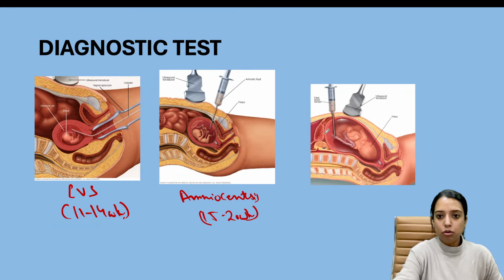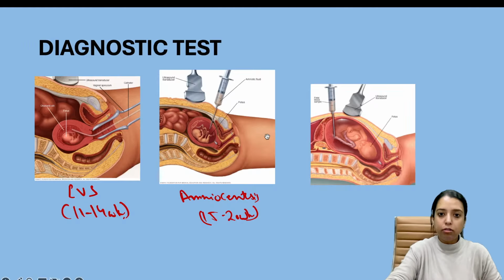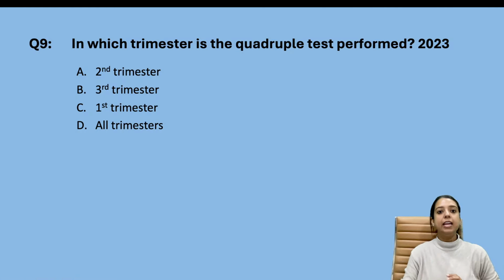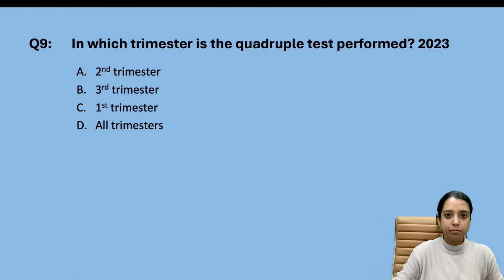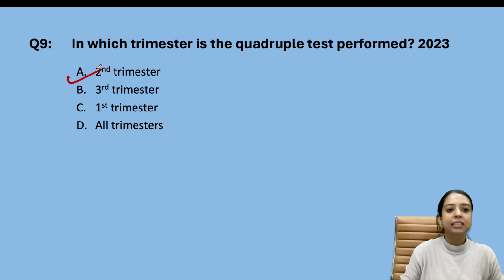Another diagnostic test, though not frequently done, is chordocentesis. Chordocentesis इसमें नहीं करते, RH incompatibility में करते हैं. Can you see the needle going into the cord? So that is chordocentesis. It is also done at 15 to 20 weeks. ठीक है? Okay. In which trimester is the quadruple test performed? Quadruple test is performed in the second trimester.